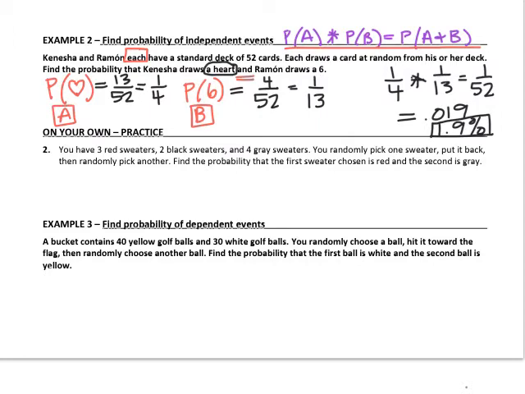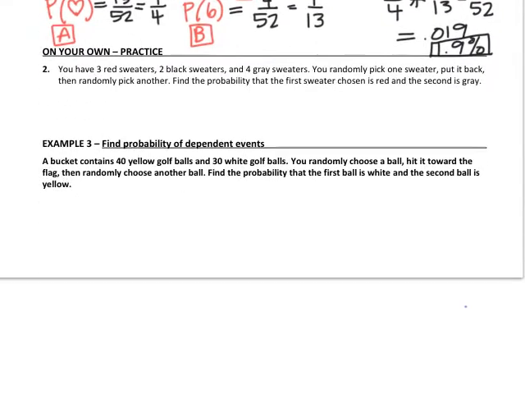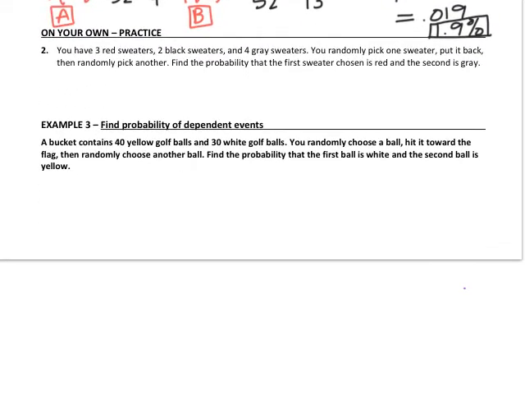All right, using the information that you just learned in example 2, please try the on your own practice problem. And this one is where you have 3 red sweaters, 2 black sweaters, and 4 gray sweaters. You randomly pick one sweater and then you put it back. Okay, so if you do put it back, is that going to change the probability when you draw a second sweater? So you have to think about that and then just, of course, use your judgment and try to find a reasonable solution to that problem.